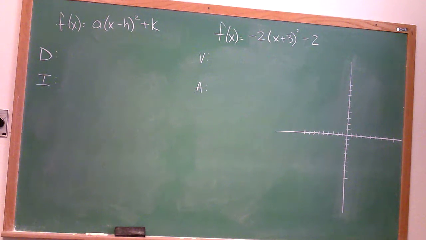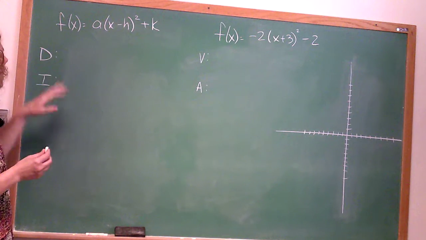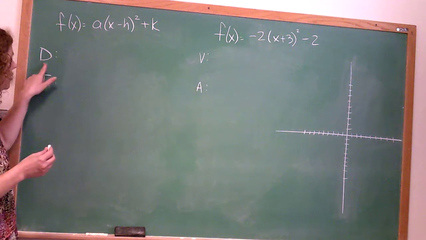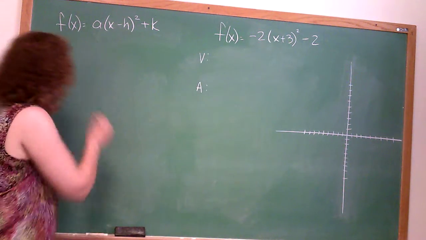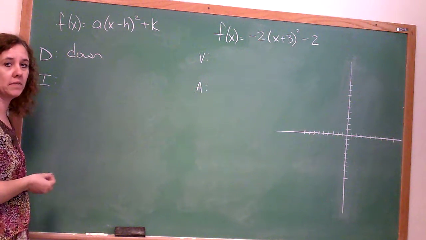Okay, in this video we're going to look at graphing a quadratic when it's written in parabolic form, which is like this. Still using that same DIVA acronym that we looked at before. D for direction, coming from A. In this case our A value is -2.